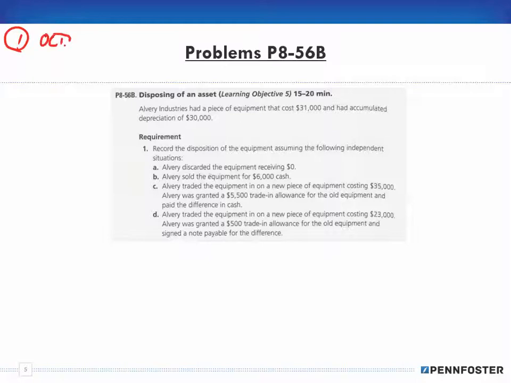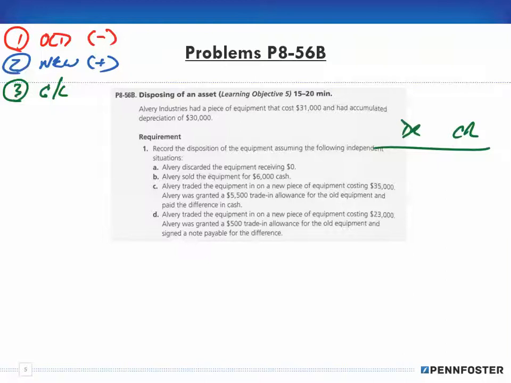So 1, old, we're taking out. 2, new, we're adding in, and then 3 is the gain or loss. I have my debits and my credits over here, right? And on my books, I was showing the equipment as 31,000, and then less accumulated depreciation for 30,000, which gave me a book value of 1,000. Okay, so we're back to where we were.